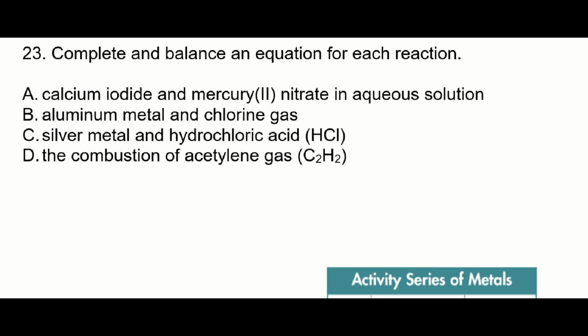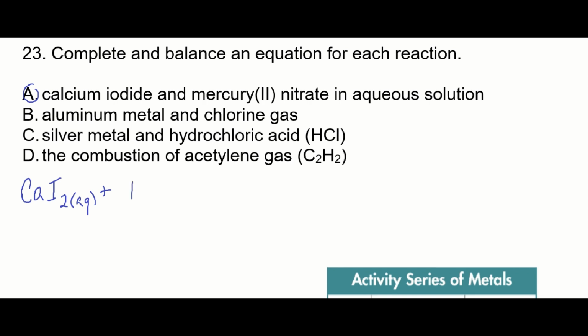Let's write the balanced equation for each of these reactions. We're given the reactants and asked to predict the products. Part A, calcium iodide is CaI2. We can get the formula by using the charges of the ions. Calcium forms 2 positive charge ions, and iodine forms 1 negative charge ions. You can crisscross the numbers on those charges to get the ratios of how these ions combine. So again, CaI2, and we're told this is an aqueous solution.